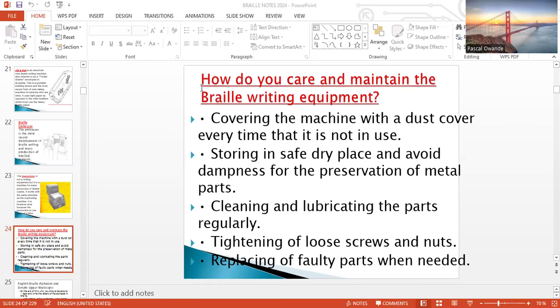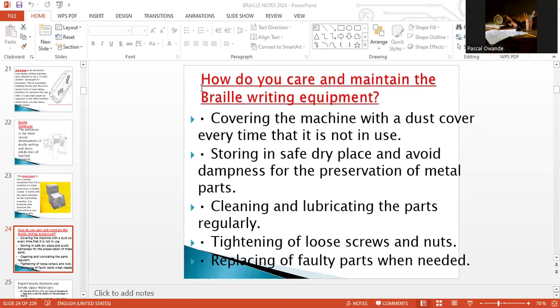This is a Perkins Braille machine. You can see it is covered with the brown polythene. So this is a Perkins Braille machine. We can cover the machine so that we protect it from the dust particles.